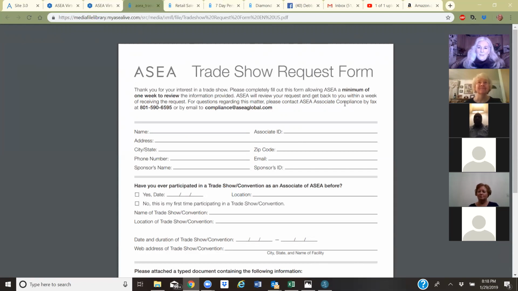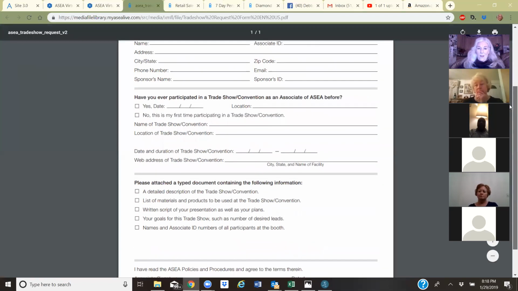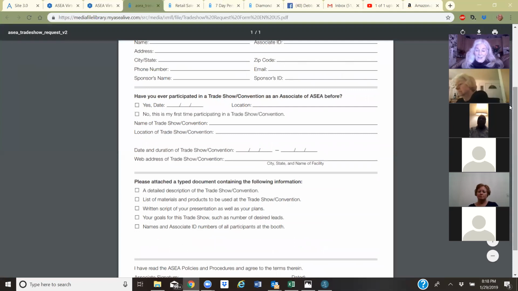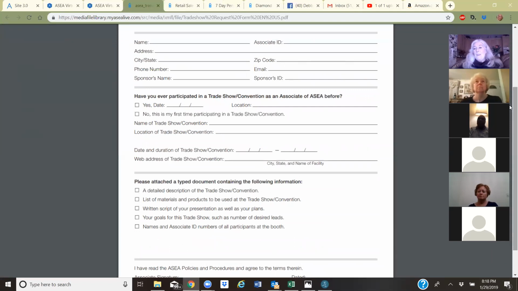So you're supposed to fill this out and turn it in a minimum of 1 week before the trade show to compliance so they can look it over. There could be some things that they don't want you to be in, or they may want to know about some of the trade shows that are going on, so they can, say you have to be very compliant when you're representing this company. So they want to know about things.